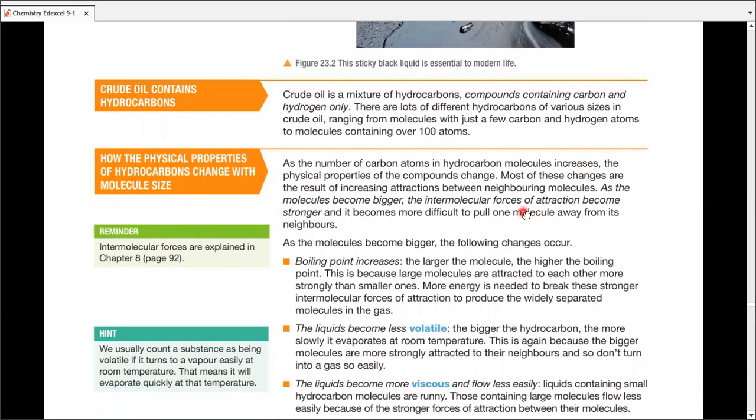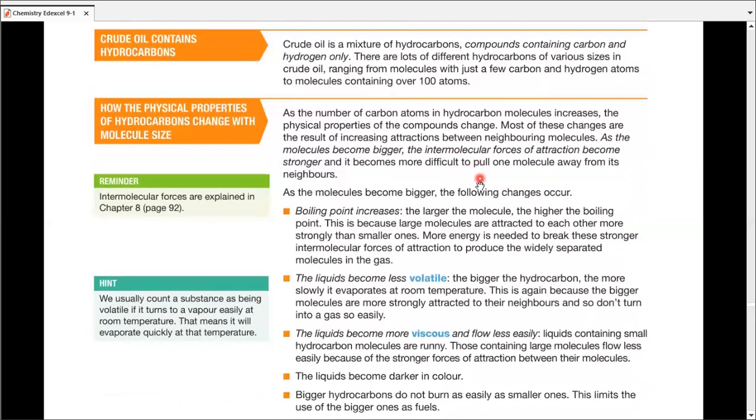Continuing with crude oil, what it is made up of. Crude oil is actually a mixture of hydrocarbons, compounds containing carbon and hydrogen only. There are lots of different hydrocarbons of various sizes in crude oil, ranging from molecules with few carbon and hydrogen atoms, like just two, three, or four carbon atoms, to very big molecules containing more than 100 carbon atoms in a single chain. So all of the kinds are present in crude oil.